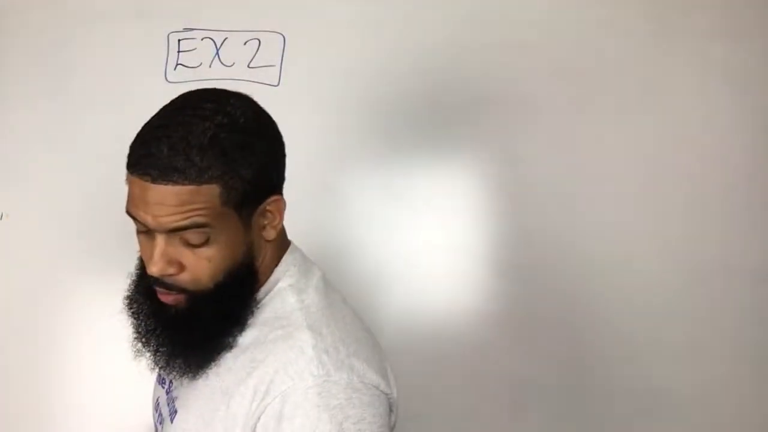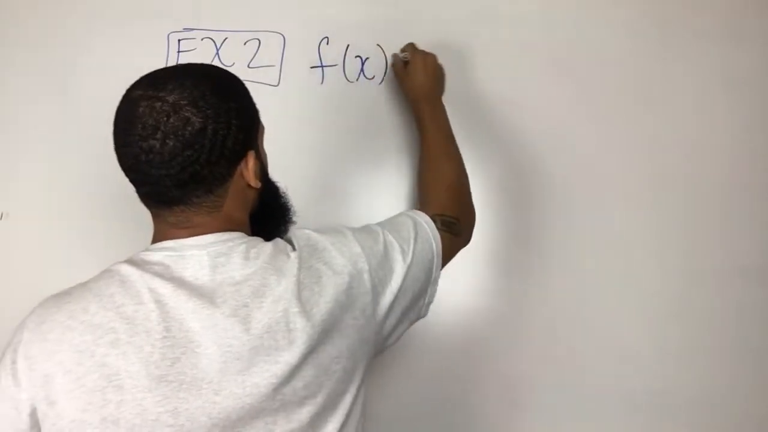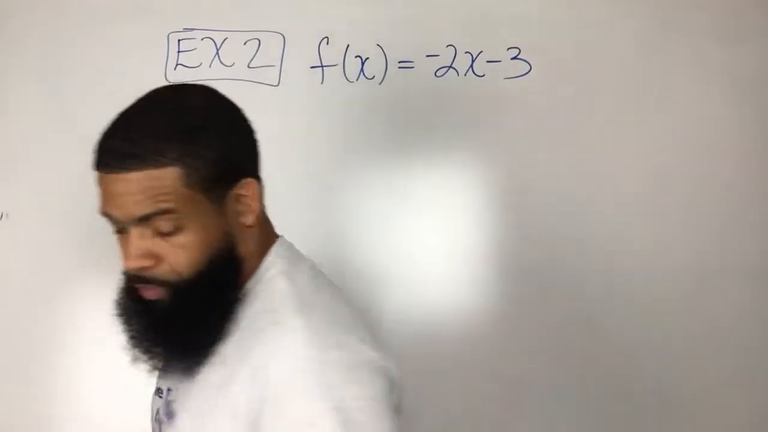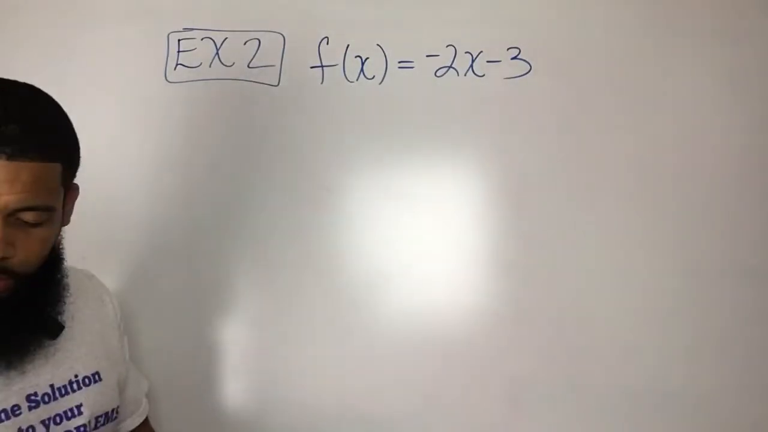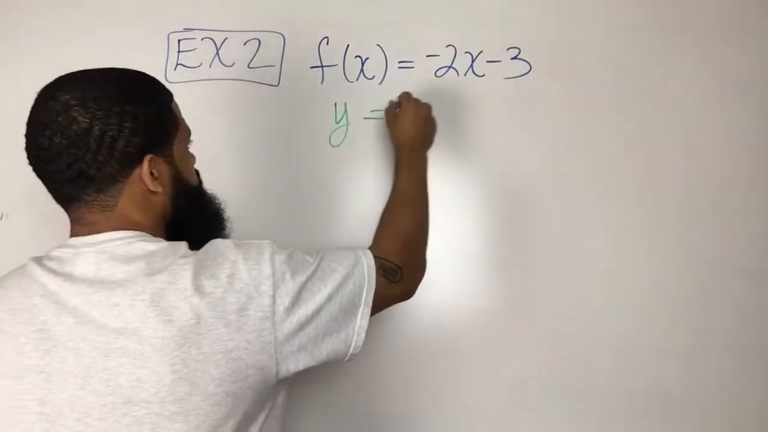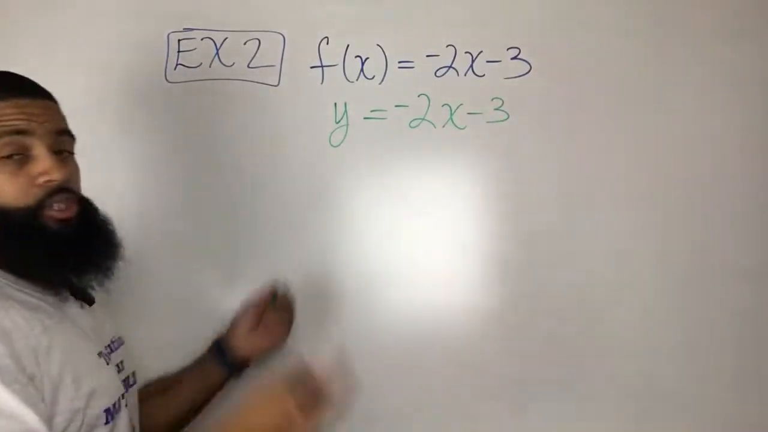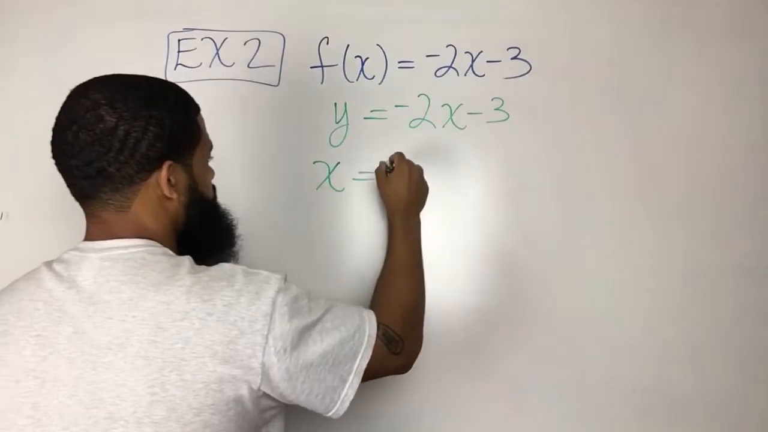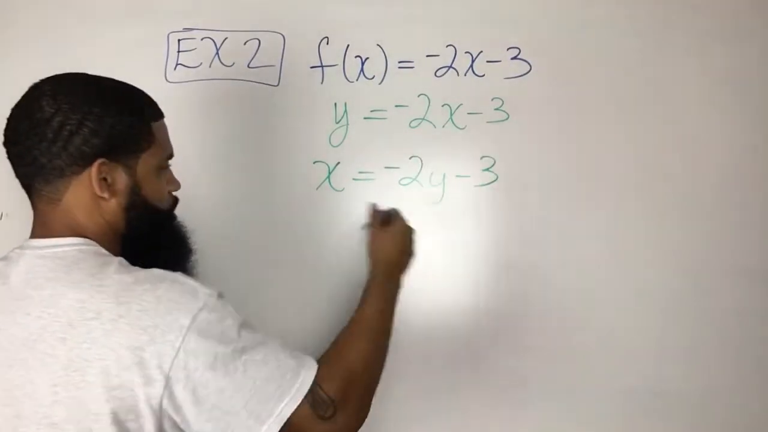Example 2, I have f of x equals negative 2x minus 3. All right, so this is the same thing as y equals negative 2x minus 3. And then I want to interchange the x and y. So I'm going to say x equals negative 2y minus 3. All right, and I'm going to solve for y.